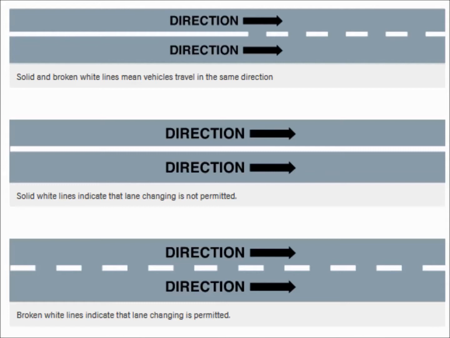ID. A gray rectangle signifying a road with a broken white line down the middle. Above and below the dotted white line are the words direction and arrows pointing to the right. End ID. Broken white lines indicate that lane changing is permitted.